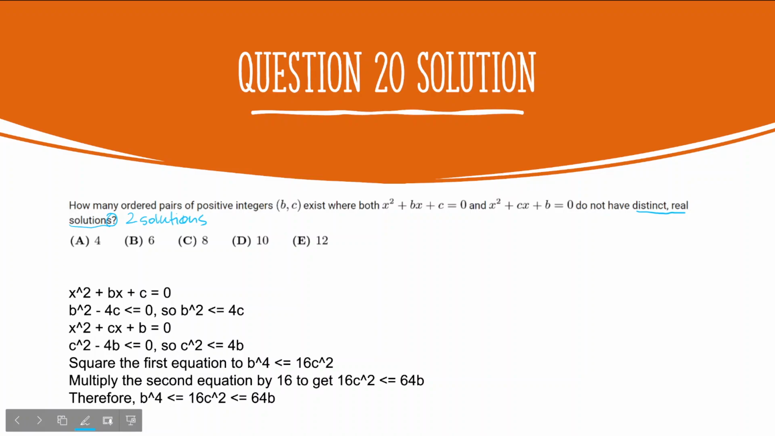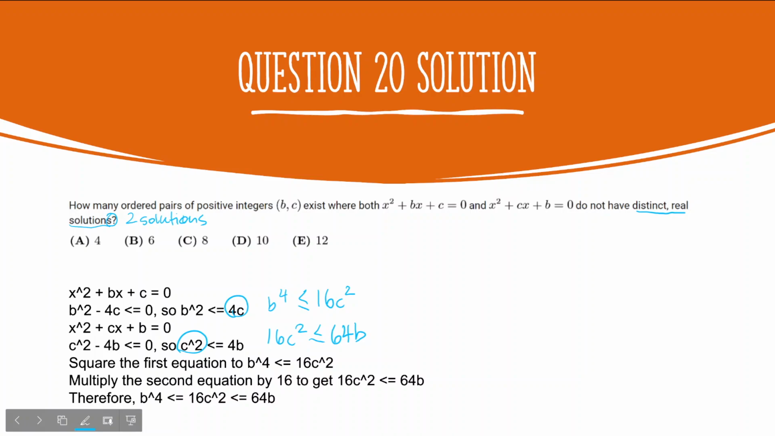If we want the c squared to also match up with 16c squared, we multiply the other inequality by 16 to get 16c squared is less than or equal to 64b. We can connect these two inequalities together to get b to the fourth is less than or equal to 16c squared, which is less than or equal to 64b. Now we can go on to the next part of solving this problem, which is casework.